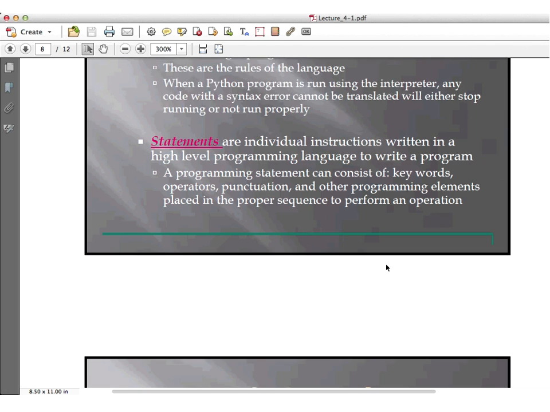Statements are the individual instructions, like print hello world is a statement to write a program. The program statement consists of keywords, operators, punctuation, and other programming elements.